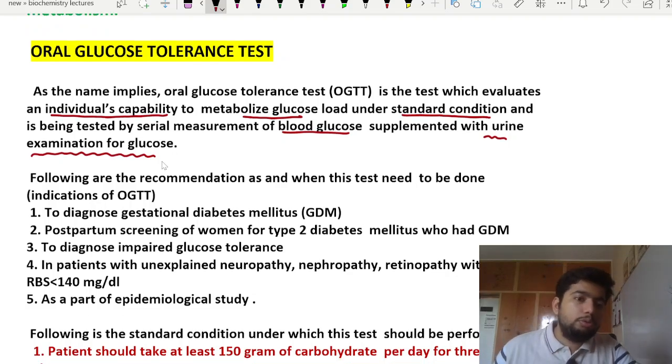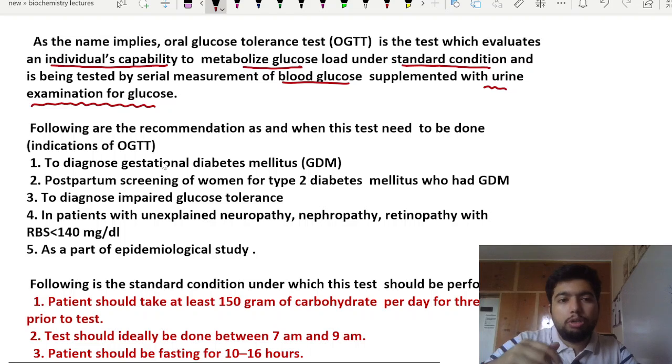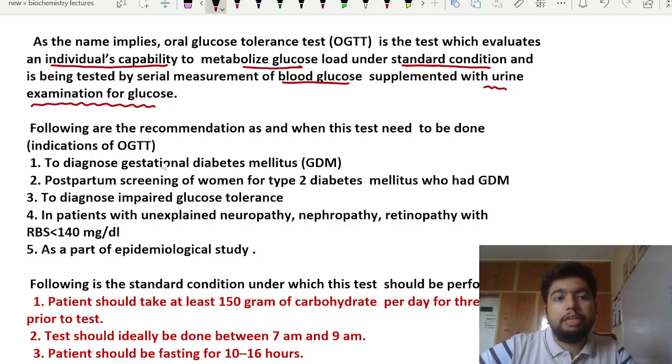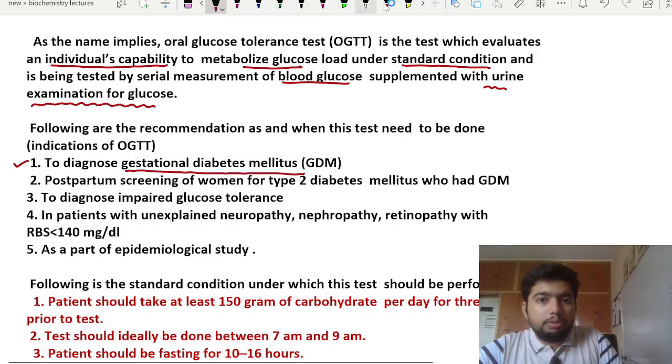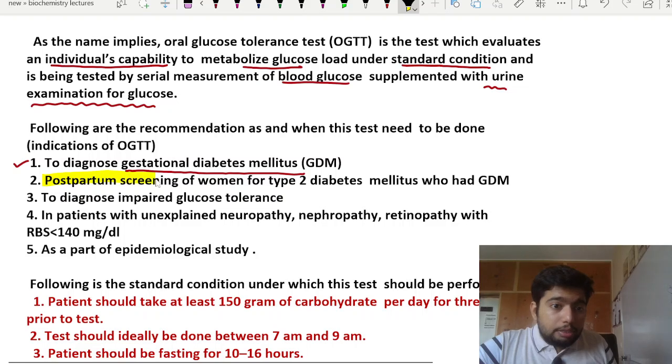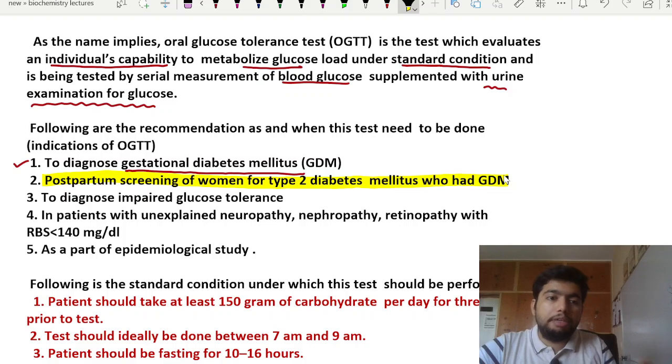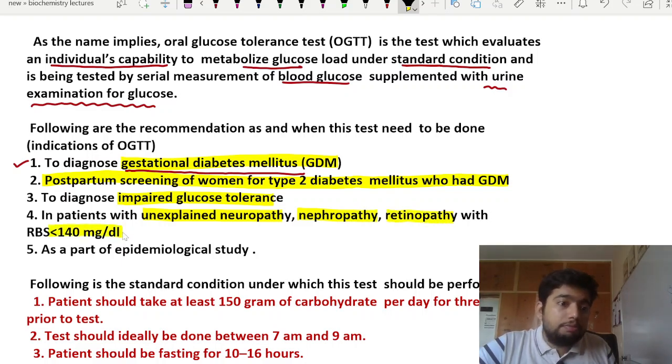So what are the WHO recommendations before anyone wants to do OGTT? What are the indications? First, to diagnose gestational diabetes mellitus. Gestational means related to pregnancy. Second, postpartum screening of a woman for type 2 diabetes mellitus who had gestational diabetes mellitus previously. Third, to diagnose impaired glucose tolerance, IGT, in a patient with unexplained neuropathy, nephropathy and retinopathy with RBS less than 140 milligram per deciliter.